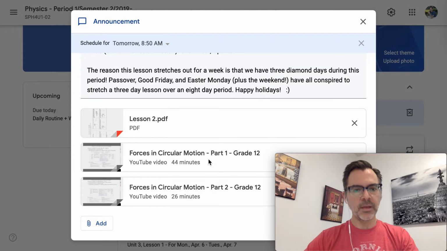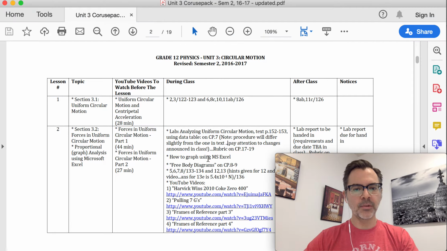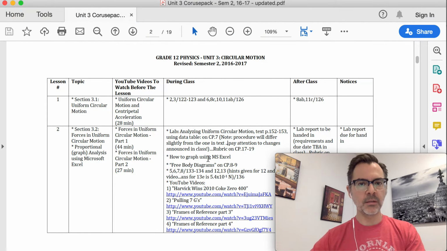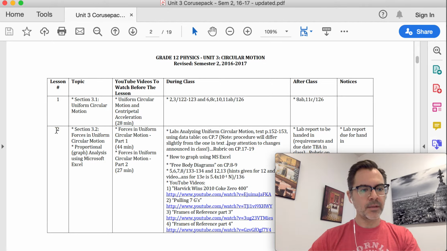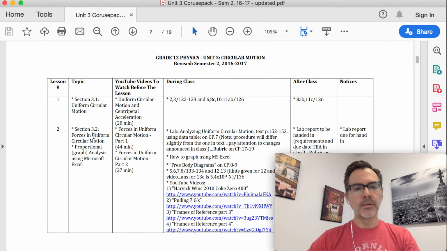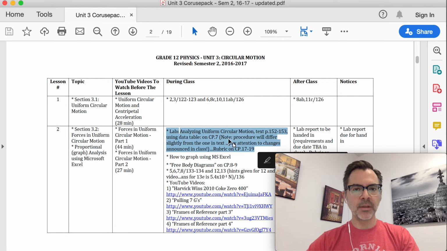So let's go take a look first at the unit schedule so you see what I'm talking about, and then I'll take you through the lecture notes. Like I said, we're in Lesson 2 here, Uniform Circular Motion. Here's the two videos. You'll also see right away that there is a lab. Now, I think we're going to do the lab at the end of all of this.